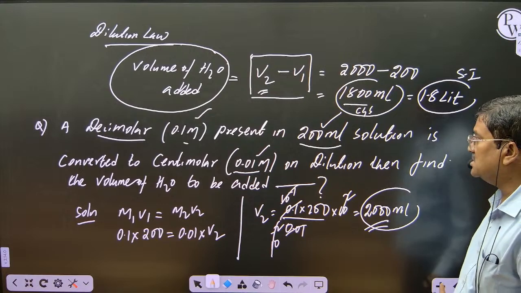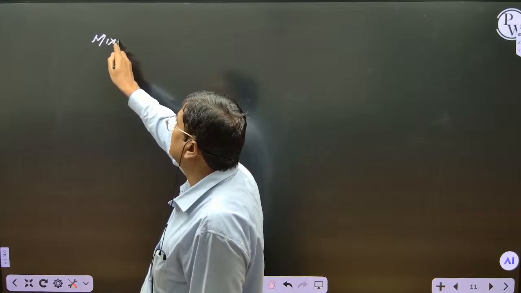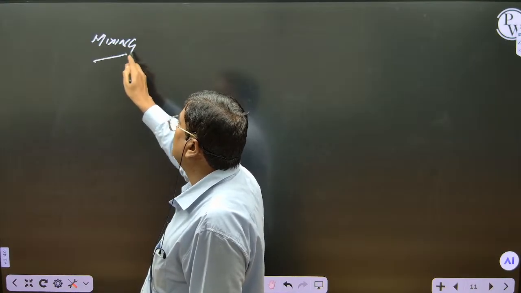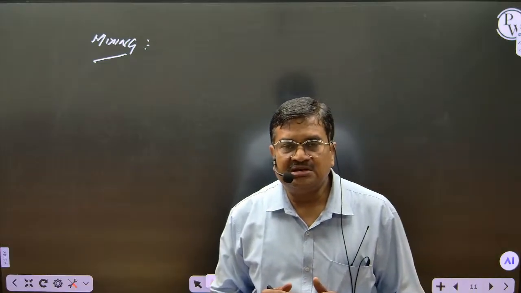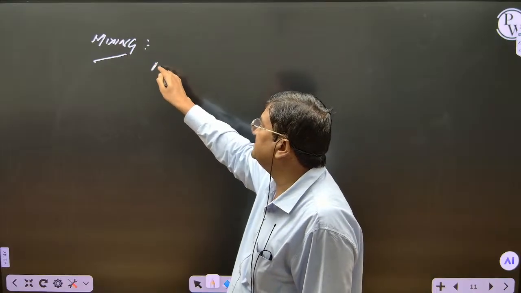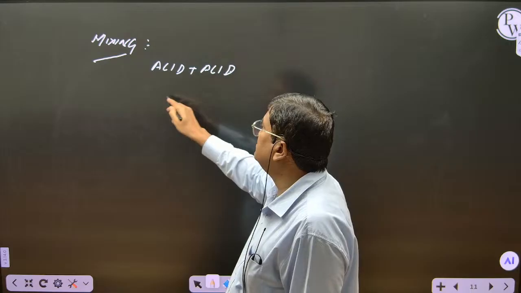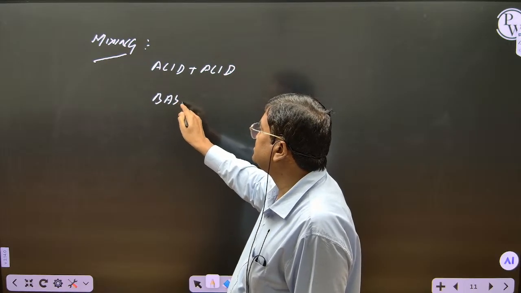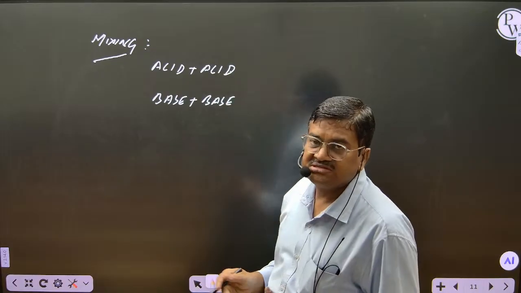Now write next concept, mixing, right? Mixing. See in exam what is mixing? We add two acids with each other or we add two bases with each other. That means acid is mixed with acid or base is mixed with base, but not acid with base, students. Either acid with acid or base with base, two non-reacting.